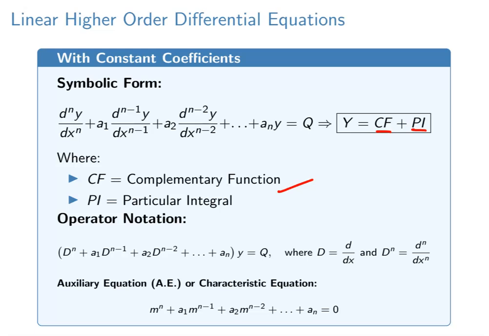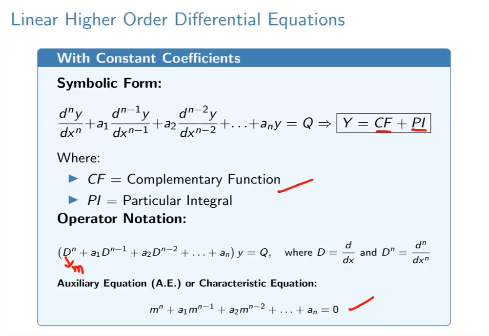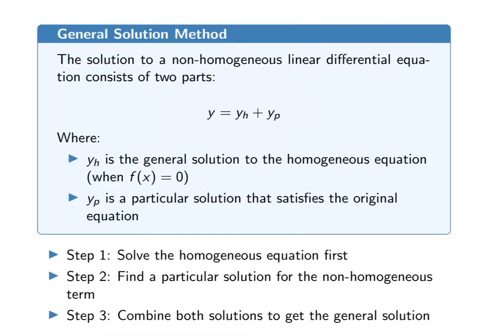Now the auxiliary equation, or characteristic equation, we can write: m^n + a_1 m^(n-1) + a_2 m^(n-2) + ... + a_n = 0. From this characteristic equation we have to find the roots, and then we get the complementary function, or the solution of the homogeneous equation. This is the general solution, or otherwise we can write it that way.